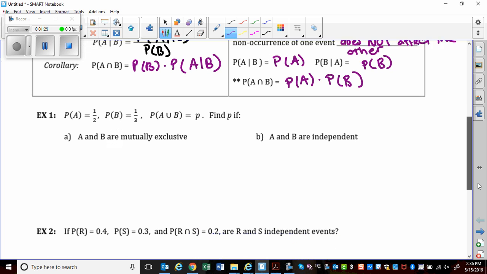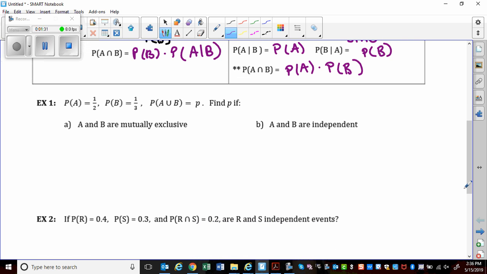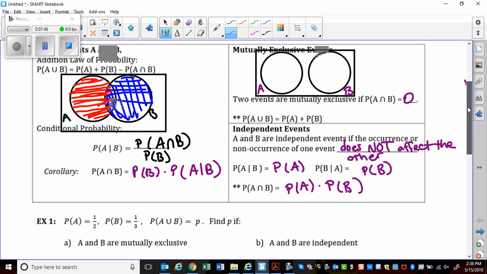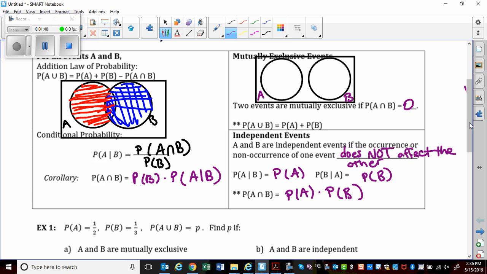So let's go over a couple of examples. This is going to be a lot of review, and then we'll go over something new today. So the probability of A is 1/2, B is 1/3. The union is P. Find P if A and B are mutually exclusive. So mutually exclusive, they don't have any overlap.